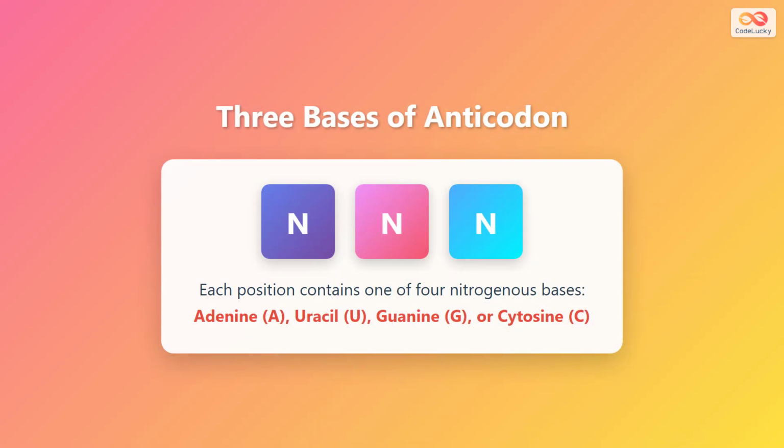The anticodon consists of exactly 3 bases, just like codons on mRNA. Each position in the anticodon can contain one of 4 nitrogenous bases: adenine, uracil, guanine, or cytosine. These are abbreviated as A, U, G, and C. The specific combination of these 3 bases determines which codon the tRNA will recognize, and therefore which amino acid will be delivered to the ribosome during protein synthesis.